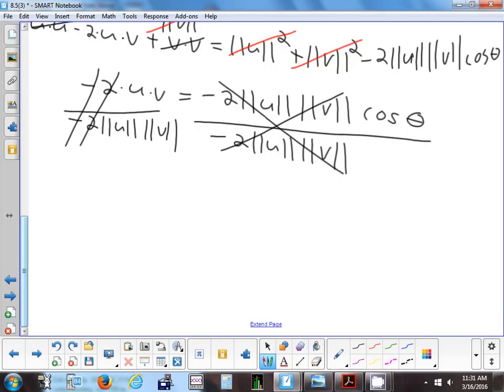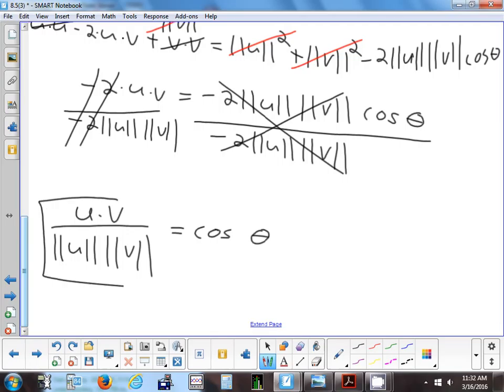So what we have on the left is u dot v divided by, how'd you say the bottom? Magnitude u, magnitude v. You can say times on the bottom, that's fine, because you're multiplying those two. But in the top, you can't say times. And all of that is equal to what? Cosine theta.